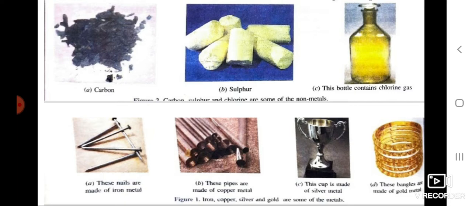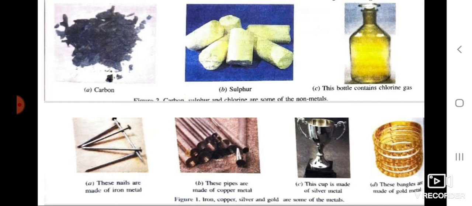The most abundant metal in the Earth's crust is aluminium, which constitutes about 7% of the Earth's crust. The second most important metal in the Earth's crust is iron, which constitutes about 4% of the Earth's crust.